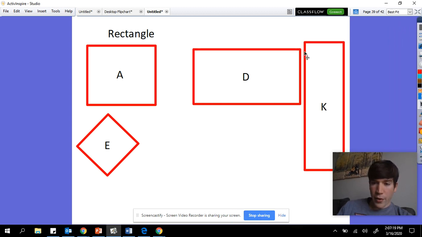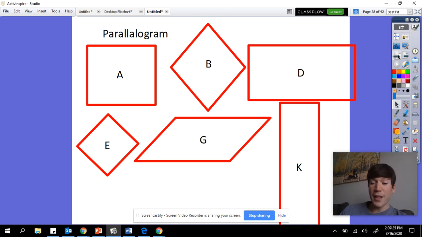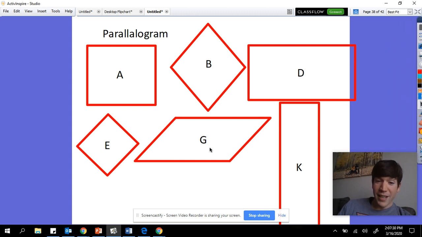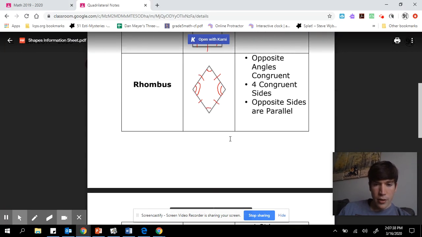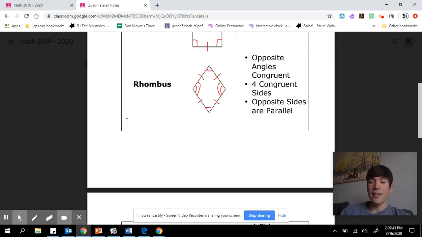So looking at that, you'll notice that of all of these parallelograms, 4 out of 6 of them were rectangles. The only ones that weren't were B and G. Those could fit into a different category, which is a rhombus. A rhombus, again, has to have three things. It has to have opposite angles that are congruent, the same. It has to have 4 congruent sides. So this time, not just the opposite sides, but all 4 sides have to be congruent. And it has to have opposite sides that are parallel.